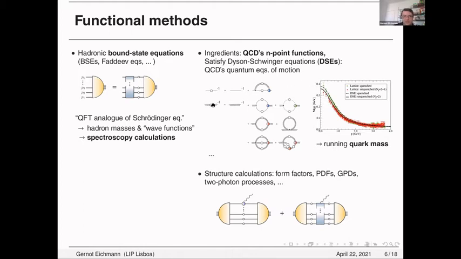But we also need to know the gluon propagator and higher n-point functions, like the quark-gluon vertex, the three-gluon vertex, and so on. Their equations back-couple into the ones you see here. So in the end, this becomes an infinitely coupled system. And then the idea is to start with the lowest n-point functions, let's say the two-point, three-point functions, ideally also the four-point functions, calculate them to good precision, compare with lattice QCD, and use this to compute hadronic observables. Once we know the wave functions, we can do hadronic structure calculations, for example, for form factors, PDFs, two-photon processes, and so on.